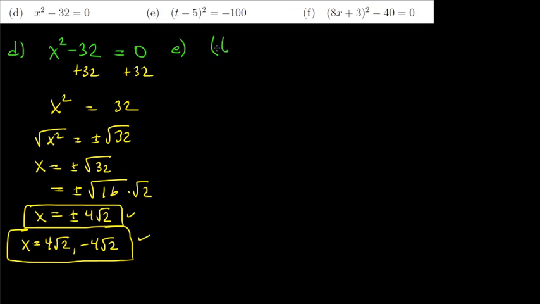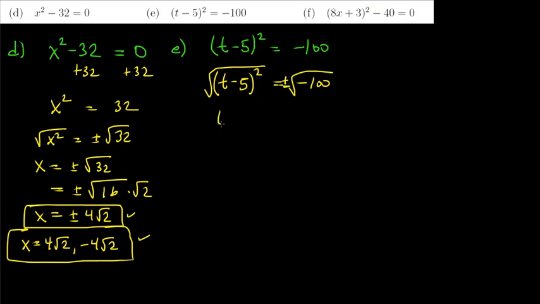Part E, we have t minus 5, the quantity squared, is equal to negative 100. So I think because the squared is isolated on the left, we can just take the square root of both sides. Don't forget the plus or minus. So t minus 5 is equal to plus or minus the square root of negative 100, which is not 10, right? It's 10i because it's a negative. And then just add 5 to both sides. So t is going to be 5 plus or minus 10i.